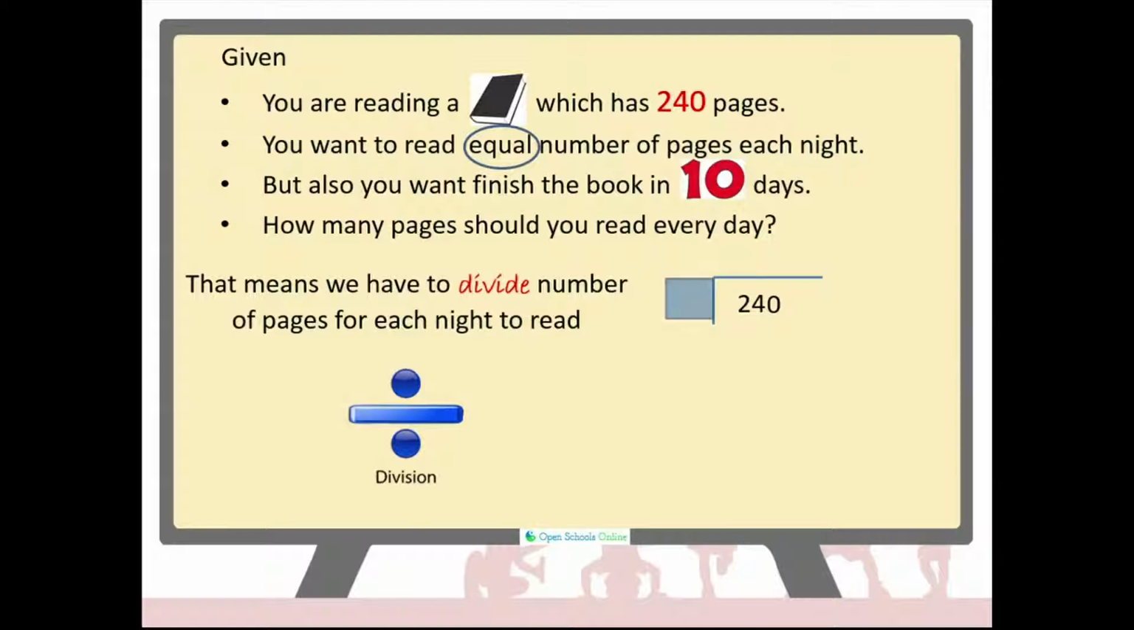Now write the number which will divide the dividend here again in this blue spot. We call this number the divisor. In this case, it will be 10 because we have to divide 240 pages for reading across 10 days. Now above this symbol, in this blue spot, we will write the answer, and it is called the quotient. So whenever you have a division problem, always write your question in this manner. Now we are ready to solve this question.